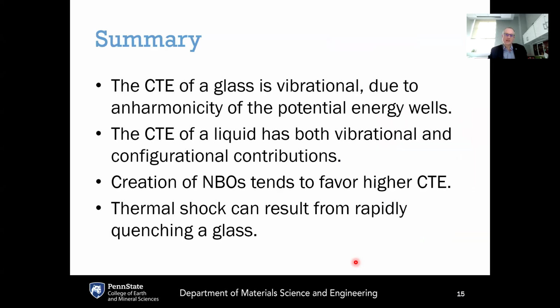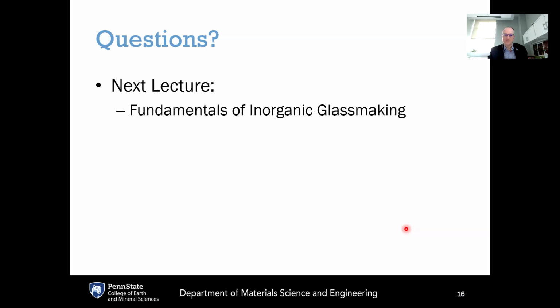So to summarize today's lecture, the thermal expansion coefficient of a glass is vibrational at low temperatures due to the anharmonicity of its potential energy wells. In the liquid state, the CTE has both vibrational and configurational contributions. Creation of non-bridging oxygens and larger sized modifiers tend to favor higher CTE. And thermal shock can result from rapidly quenching the glass. The way to reduce thermal shock is to lower the CTE of the glass.